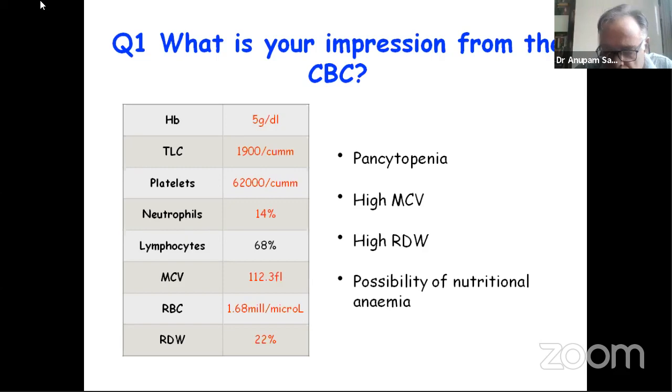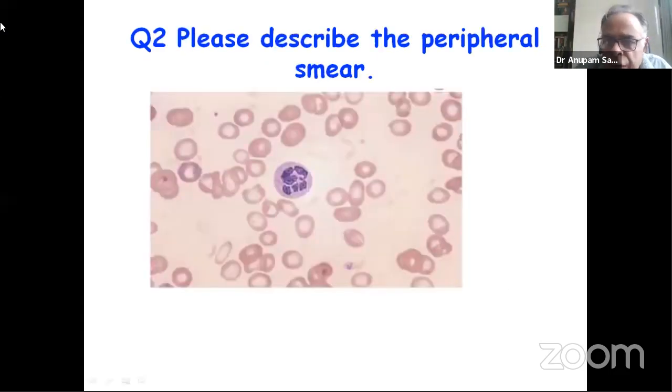So Dr. Yadav is absolutely correct. It looks like the possibility of nutritional anemia is very high. If the counts had been near normal, I would keep another possibility, Evans syndrome, where you can have a high RDW, low hemoglobin, a high MCV, and so on. But this looks like a nutritional anemia, and this is the peripheral smear. Could you please describe the peripheral smear, Dr. Sandeep?